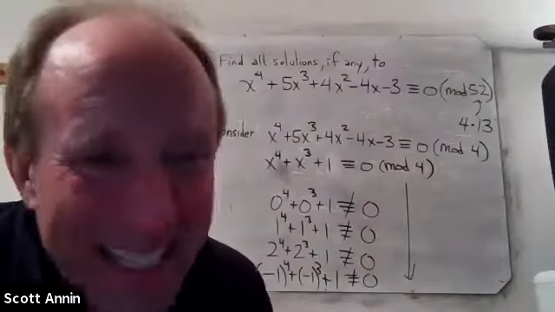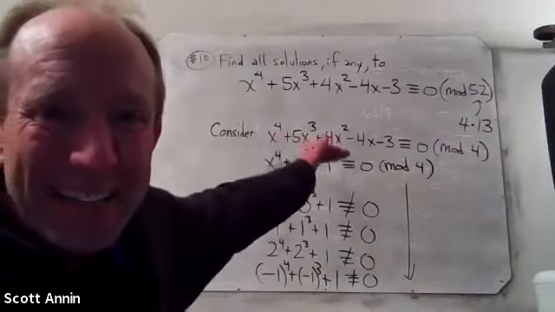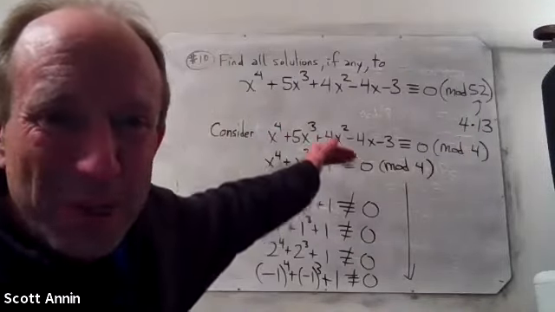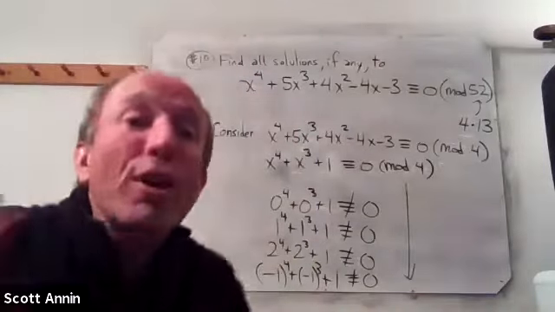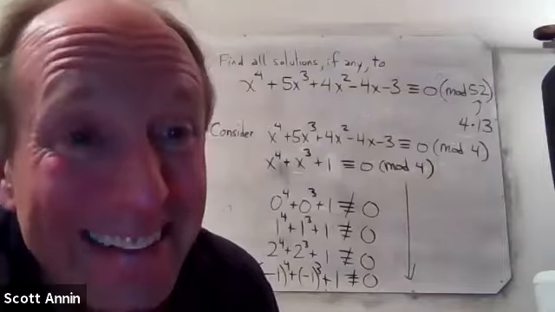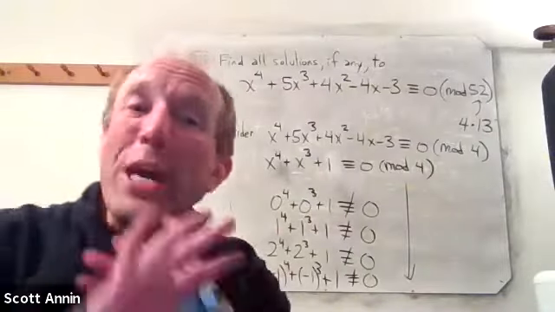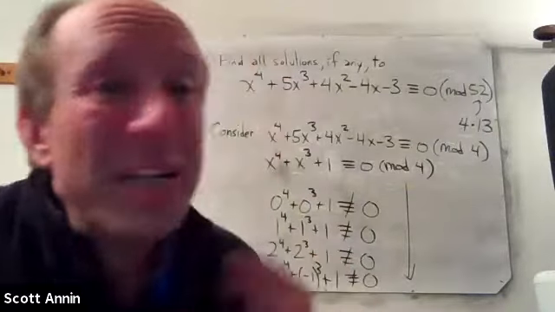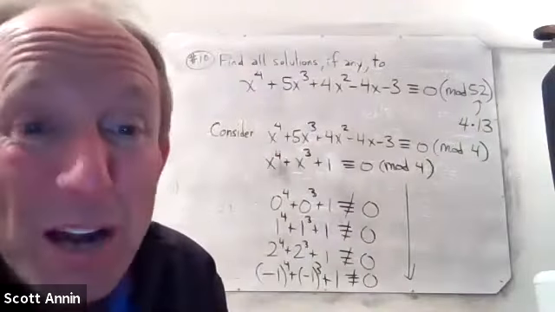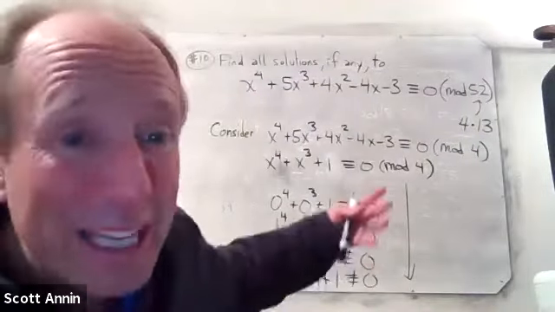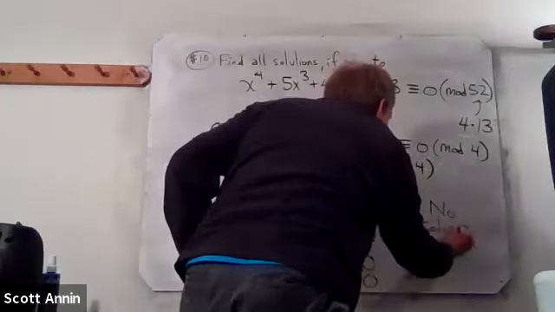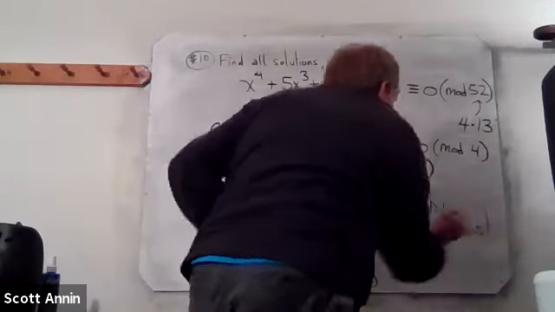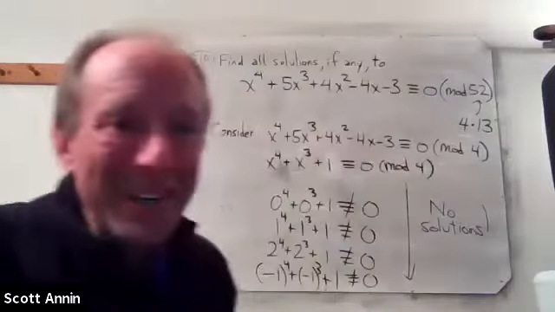There's no x's that satisfy this congruence, which means there are no solutions to the original congruence. I don't even have to work on mod 13. We can just stay away from that one completely. We don't even have any solutions in mod 4. We just try to plug everything in. Nothing works, right? So the answer here is no solutions. There are no solutions to this one.